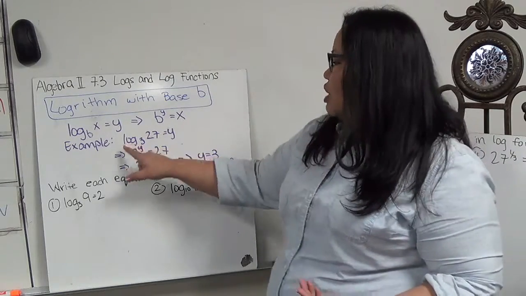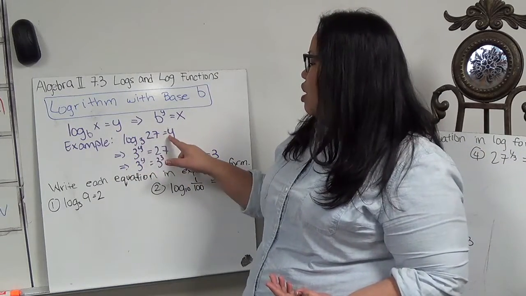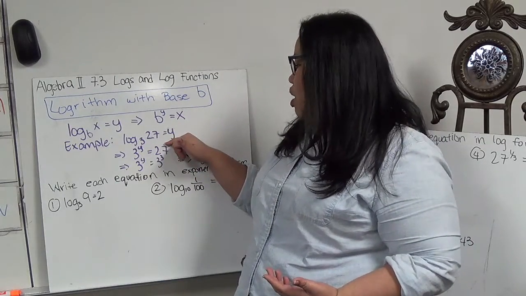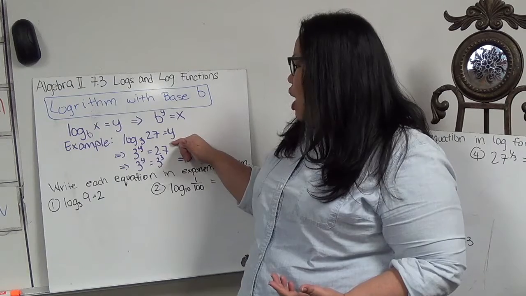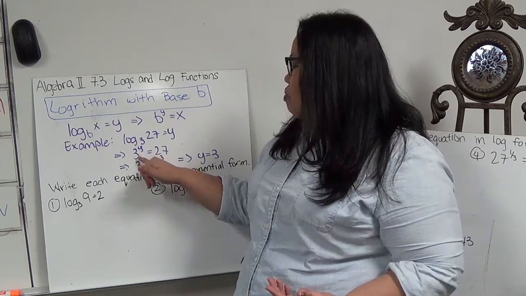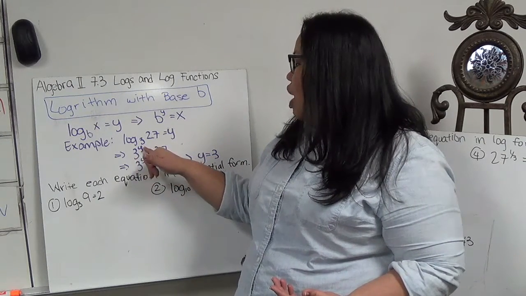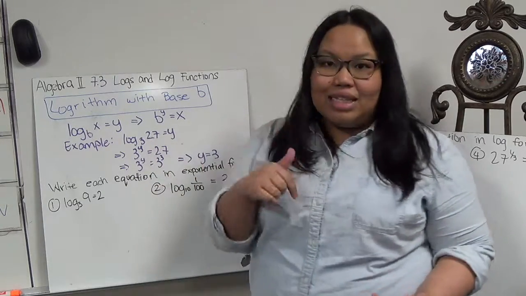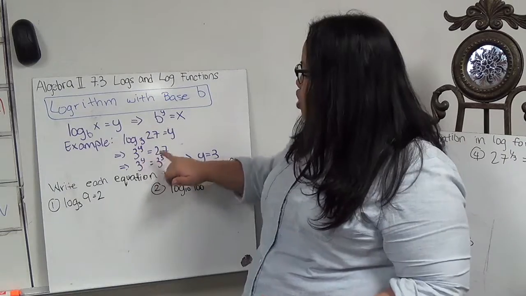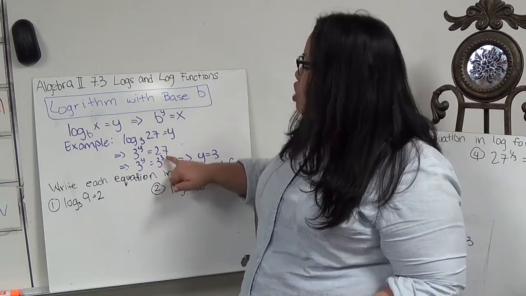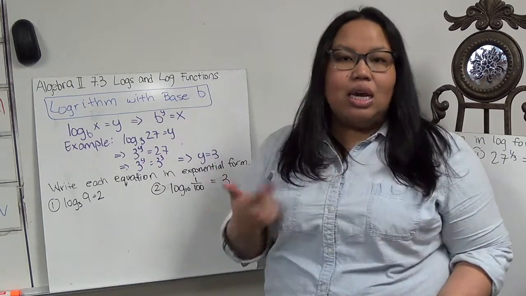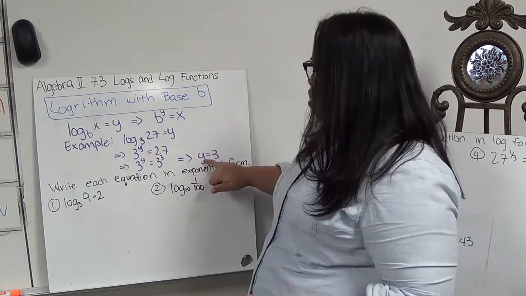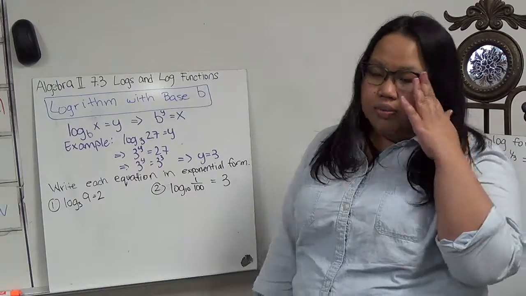Right? So if I have an example, it says log base 3 of 27 equals y. Well, then the y goes to the power of my base, so 3 to the power of y equals what I'm trying to log, 27. And just like last section, I get it in the same base. 27 is the same thing as 3 to the power of 3, because 3 times 3 is 9 times 3 is 27. And because these bases are the same, I can just get y equals 3.